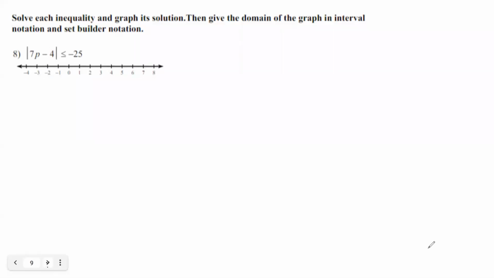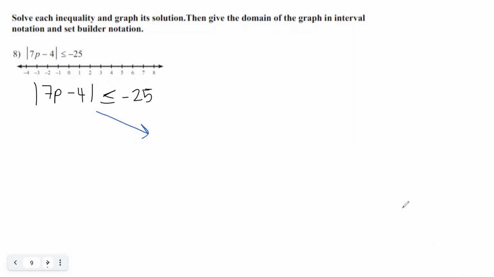Here we go. Absolute value of 7p minus 4 is less than or equal to negative 25. I'm going to rewrite it again. Absolute value of 7p minus 4 is less than or equal to negative 25. And it is isolated. So I'm going to do my positive case.